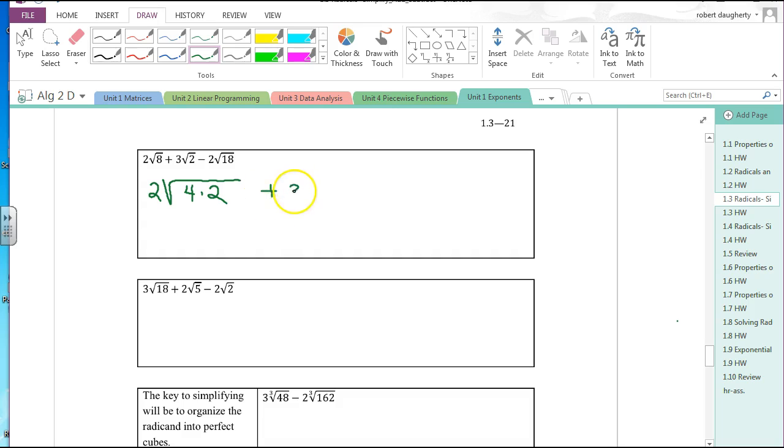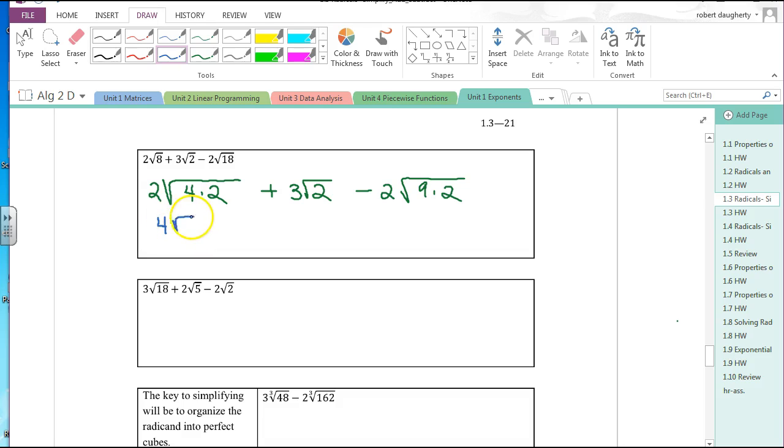Plus 3 times the square root of 2. There's nothing I can simplify on that square root of 2. What about 18? 18 is 9 times 2. So minus 2, the square root of 9 times 2. Now, which of these things can give me some simplification? The square root of 4 and the square root of 9. What's the square root of 4? 2. So what will I have here?